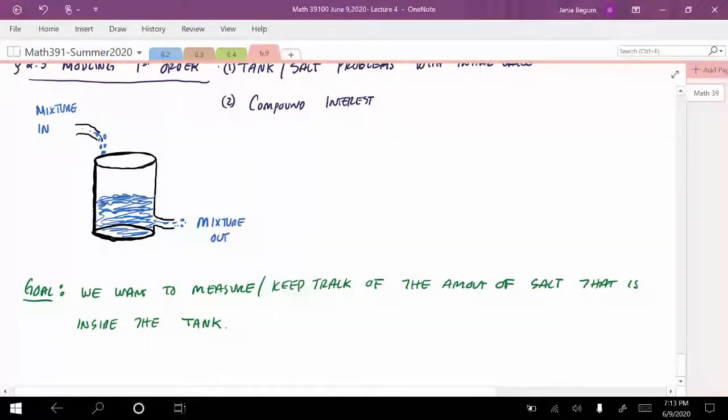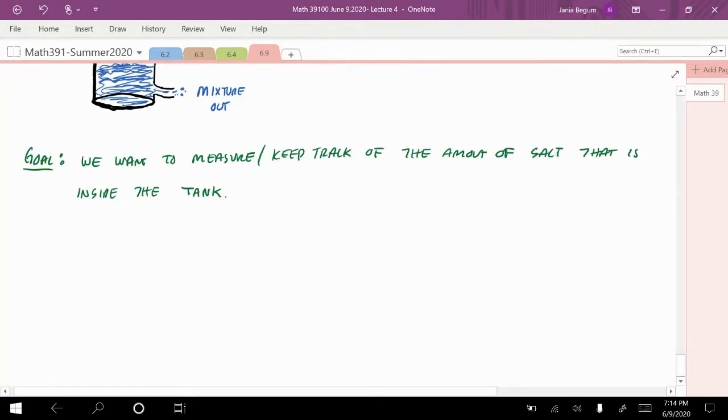So have this scenario and think of, we want to measure the amount of salt in the tank. So we're going to introduce some variables and we're going to write down what do they represent. Okay, so here are some terminology.